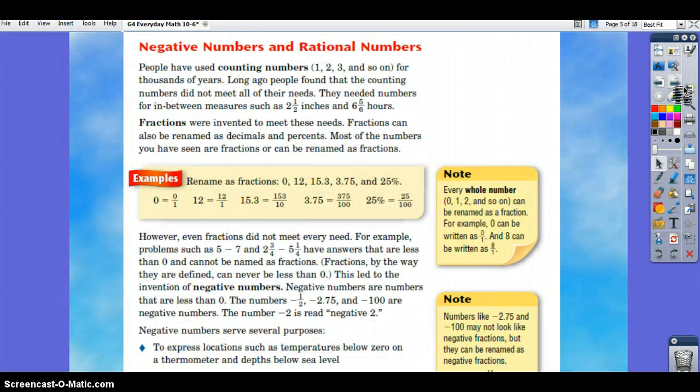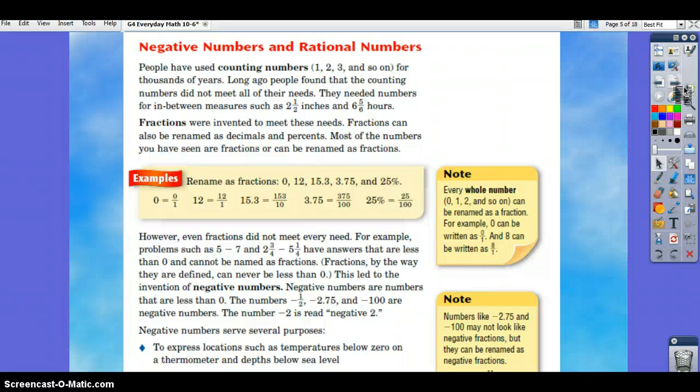So, negative numbers and rational numbers. You've used counting numbers 1, 2, 3, and so on for thousands of years. Not you personally, but people. Long ago, people found that counting numbers did not meet all of their needs. They needed numbers for in-between measures, such as 2½ inches, or 6 5/6 hours. Fractions were invented to meet these needs.